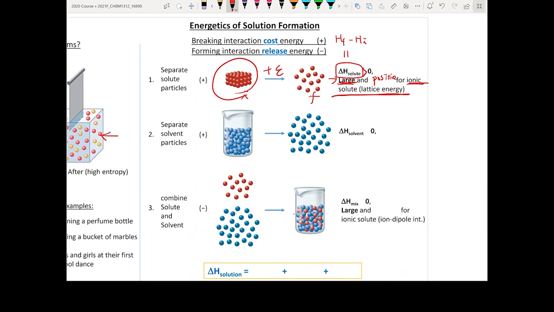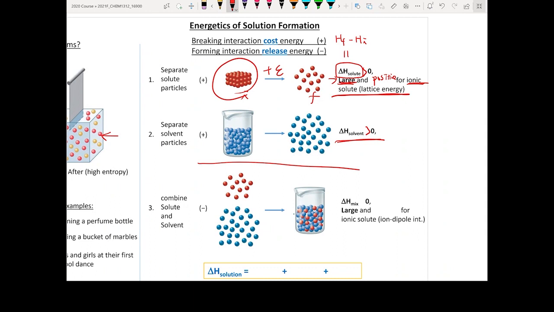The next step is you also need to do the same thing for your solvent. You bring your solvent apart enough so that the solute can fill in and eventually form the solution. Using the same concept, the delta H of your solvent will also be a positive value. Even though it's not large, it's still breaking apart, so the delta H is going to be positive.